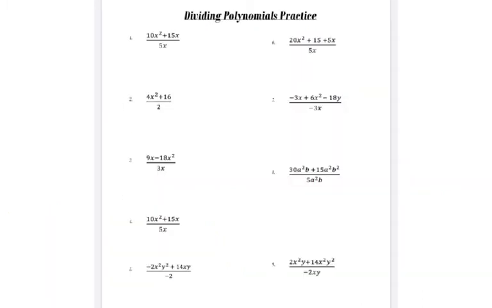Try the next page. So in page 2, nice and easy, separate it. So you can do numbers 1 through 5. Those are the ones that are a little bit easier. And then numbers 6 through 9 are a little bit more difficult if you want a challenge. So go ahead and try dividing polynomials by monomials.